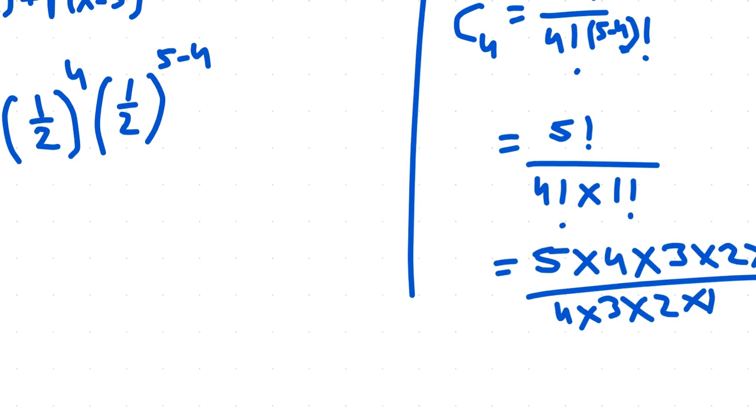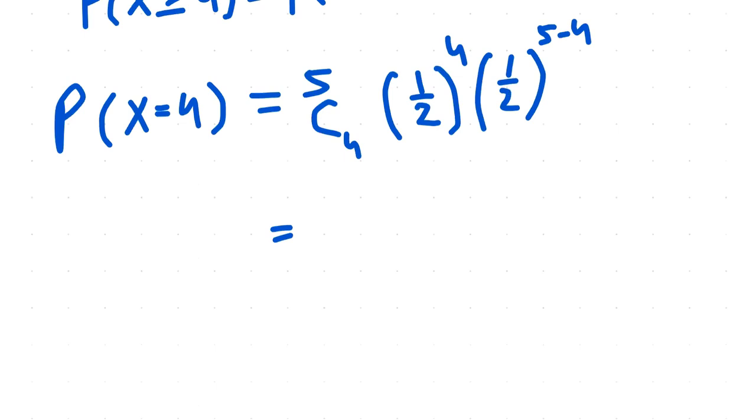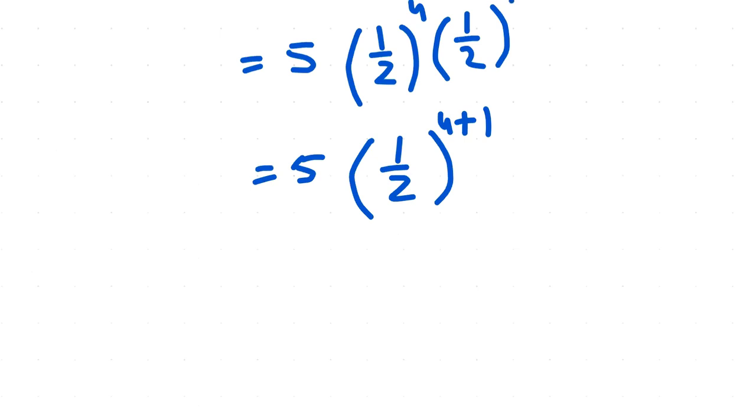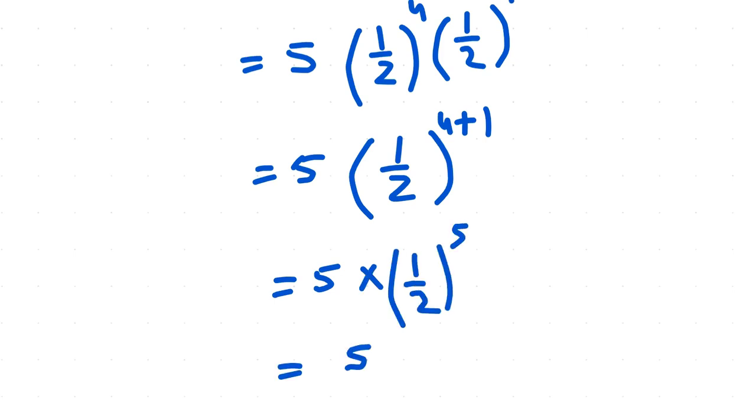So let us cancel whatever we can. So we have 5. So 5C4 is 5. Write down here 5, and here 1 by 2 to the power 4 into 1 by 2 to the power 1. In multiplication, let us add the powers when we have the same base: 4 plus 1. So here we have 5 into 1 by 2 to the power 5. So 5 upon 32, because 1 by 2 to the power 5 means 32 in the denominator. Got it?